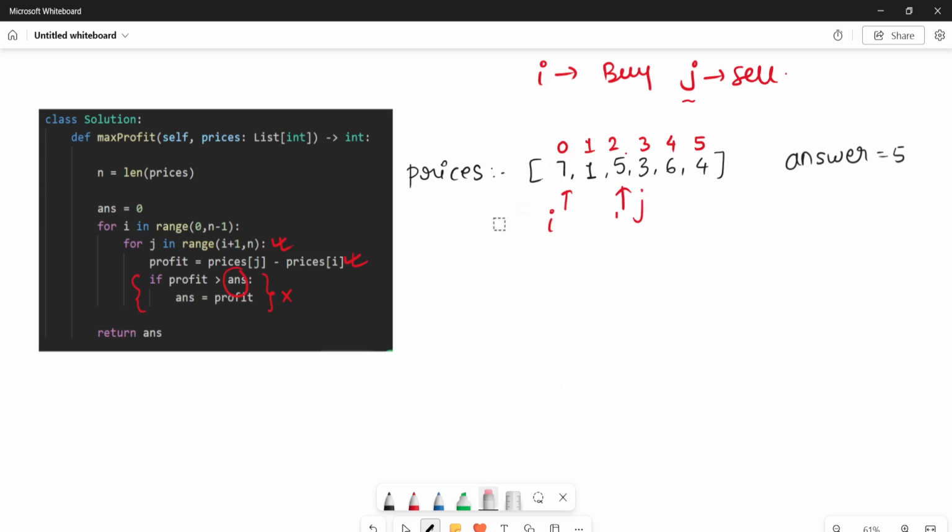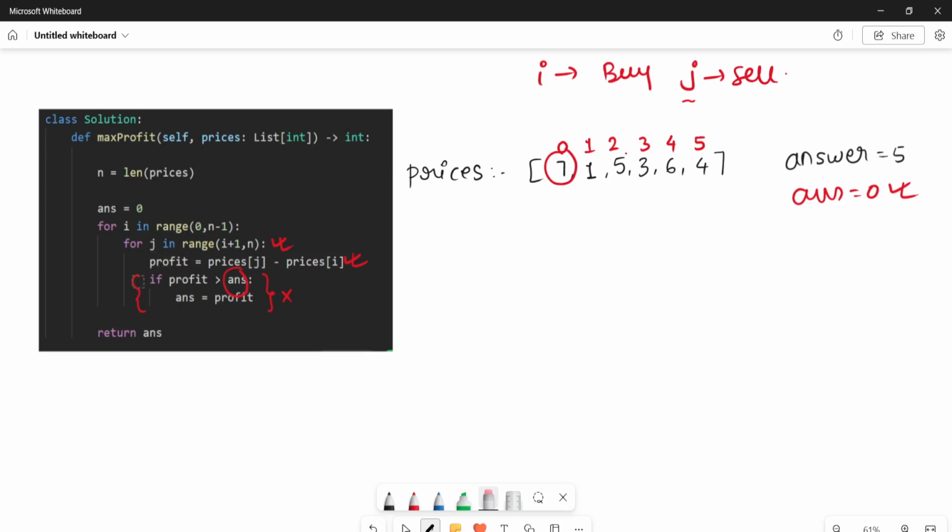If you see here, this 7 is the biggest element in the entire array, right? If we compare it with the rest of the elements, 7 is the biggest. So every time it will be a negative value. In all the cases we will get a negative value, and our final answer variable will be 0 only, right? So iteration 1 is done.